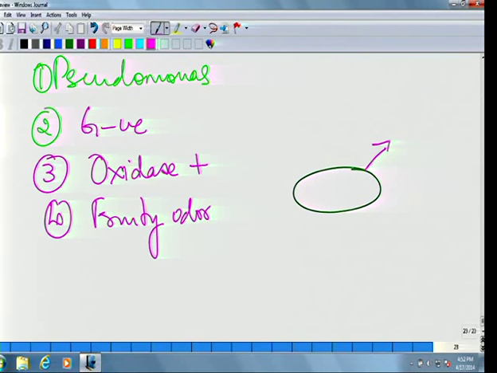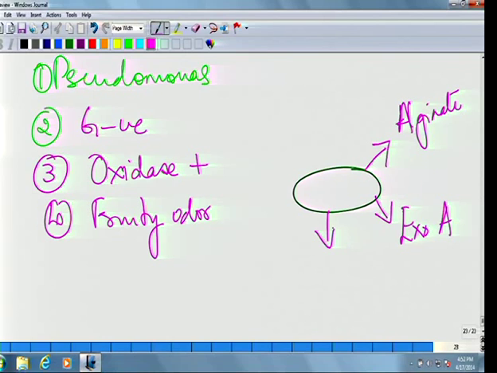Yes. Alginate, yes. Capsule, alginate, then exotoxin A, good. Then endotoxin, yes, good. Then elastase, yes, elastase. Anything else? Okay, phospholipase.